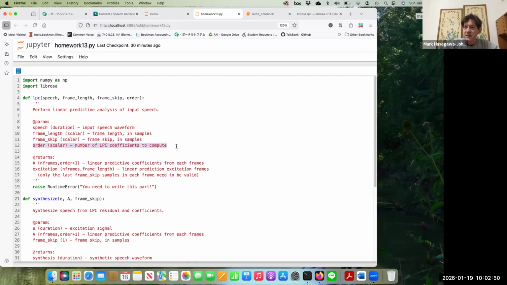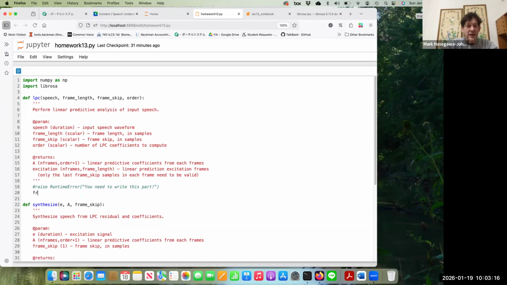order of LPC. In the entire lecture so far, we've set order equal to 10. How many coefficients do you want? And it should return a coefficient matrix with a number of frames, number of rows, and then with 11 columns. And it should return the excitation signal, right? So the first thing we need to do is to just chop the speech up into frames.